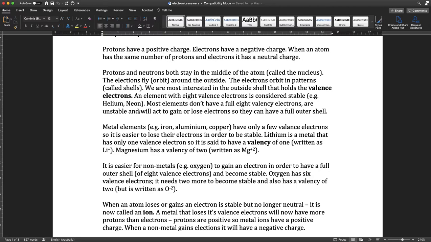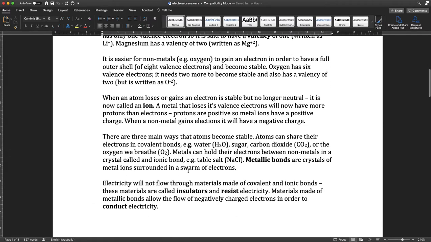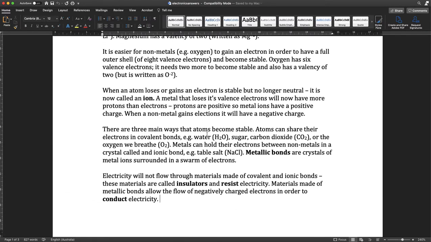Okay, metal elements, so for instance iron, aluminium, copper, they only have a few valence electrons, so it's easier for them to lose electrons in order to be stable. Lithium is a metal that only has 1 valence electron, so we could say it has a valency of 1. Magnesium has 2 valence electrons. What that means is it's only got 2 electrons in its outer layer. When I talked about this previously in the chapter 1 book, where it sits on the periodic table tells us how many valence electrons it has.